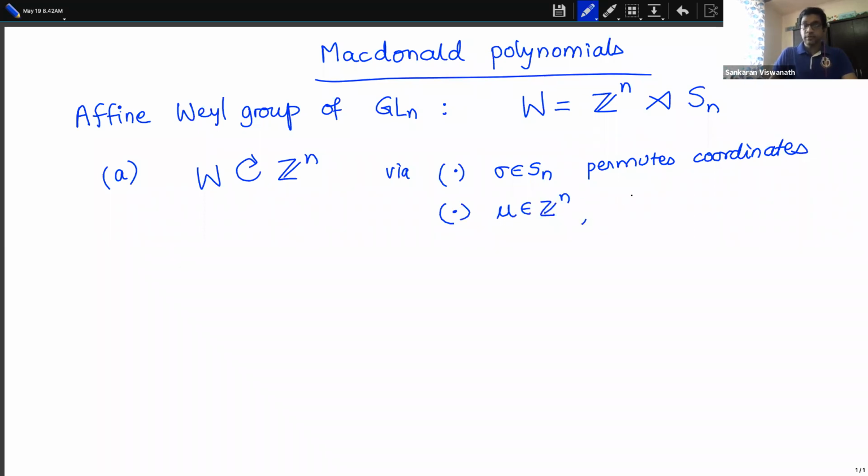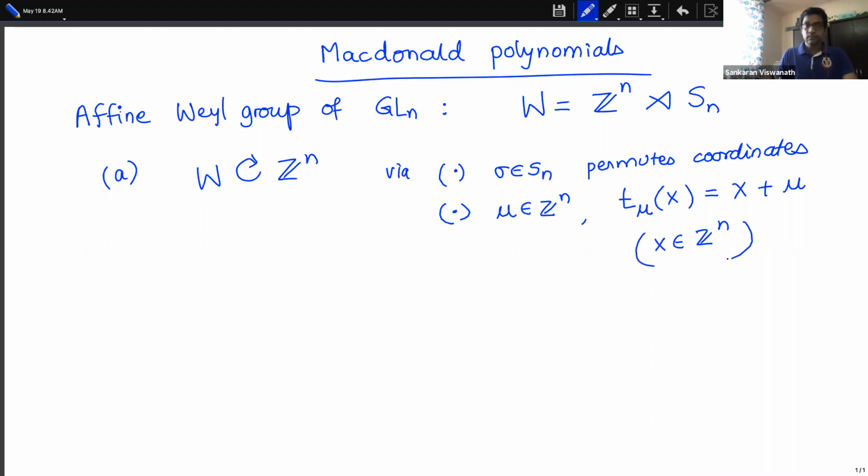So the action of an element of Zn we denote by T sub mu, T for translation, and T mu is just translation in the usual sense of the word. So this just takes X in Zn and translates it by mu. Okay. So this is the standard action. This is how one thinks of affine Weyl groups in general, as acting on the lattice.